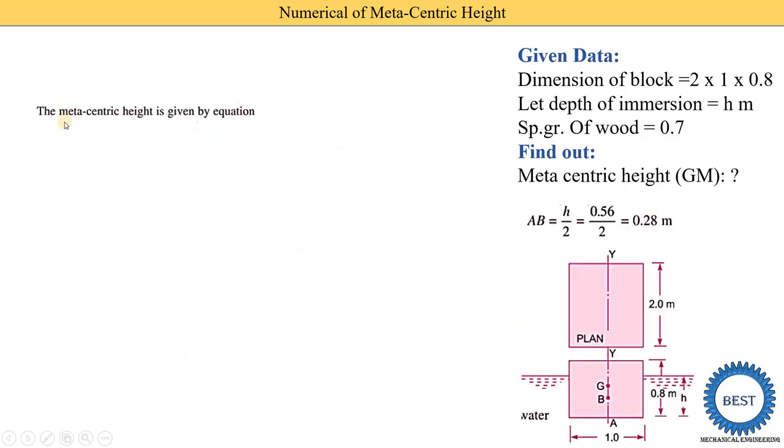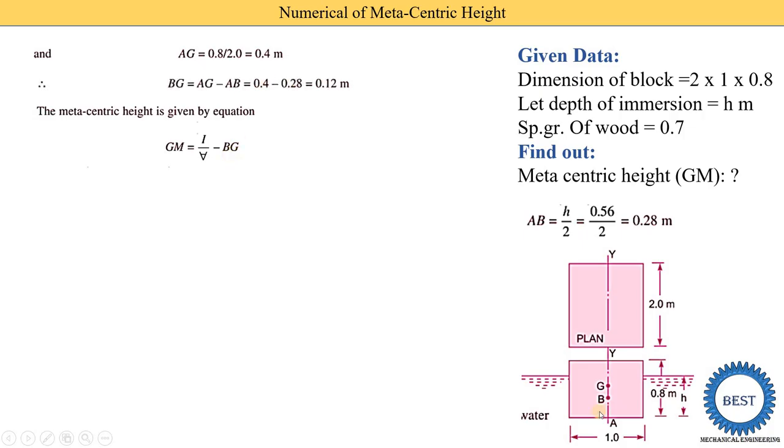Now we need to find out the metacentric height. So what is the equation of the metacentric height? It is GM is equal to I divided by volume minus BG. So first we find out the BG. So what is the AG? So AG is 0.8 divided by 2. AG means center of gravity from the bottom. So it is the total height of the wooden block divided by 2. It is 0.8 divided by 2, 0.4 meters.